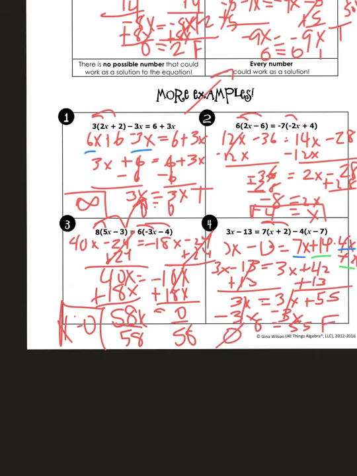I'm going to say it again. If you're solving an equation and the variables cancel out, and what you're left with is a true statement, then it's infinite solutions. If you're solving an equation and the variables cancel out, and what you're left with is a false statement, it's no solutions.